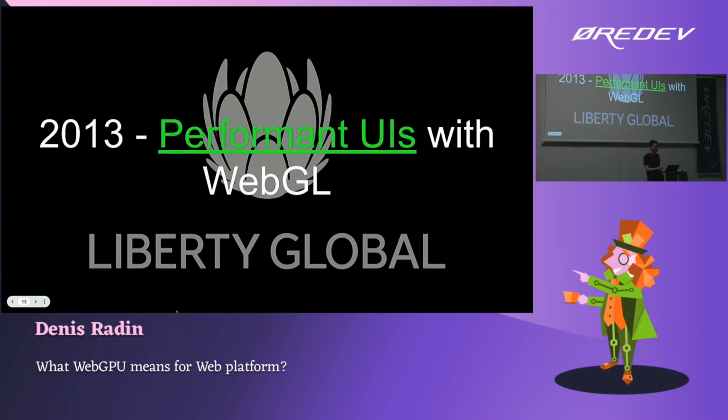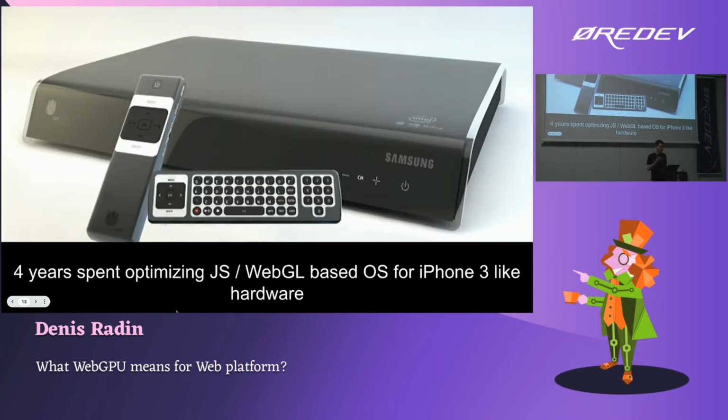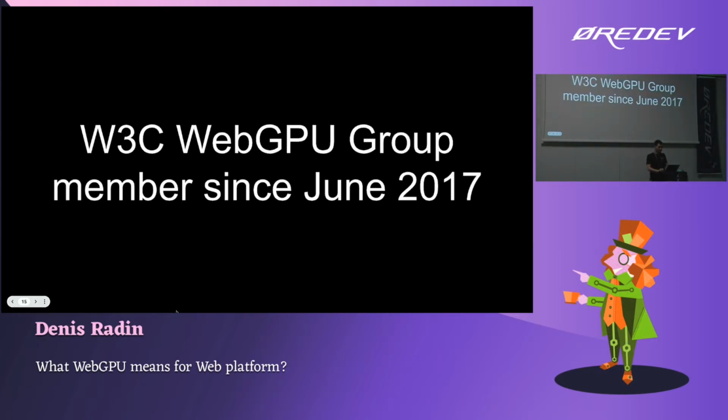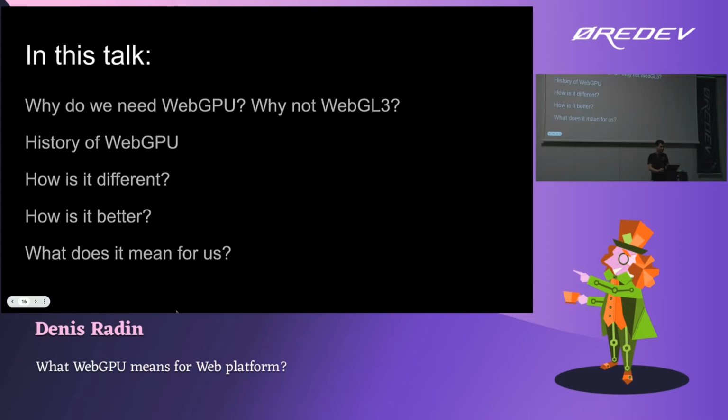So since 2013, I was working for the biggest internet provider in the world, Liberty Global. We've been developing an operating system with WebGL, React. It was a very fancy project, but the problem was hardware. We spent 4 years tuning performance of our application, of our UI, and we used WebGL for that heavily. But yeah, we had quite some fun with that, and since June 2017, I joined the WebGPU working group. It's a public group, you can join as well. I was observing all the changes.